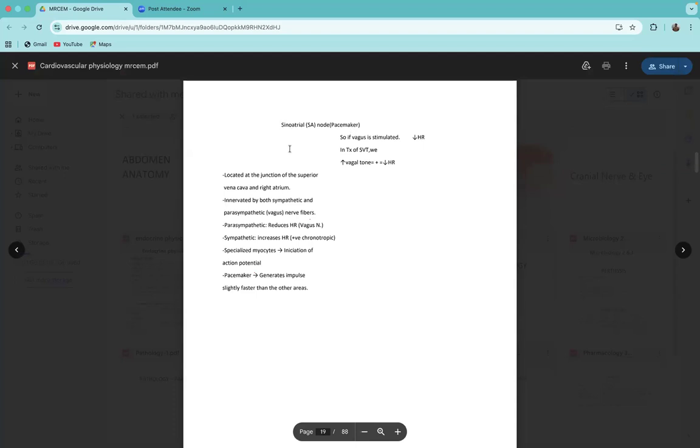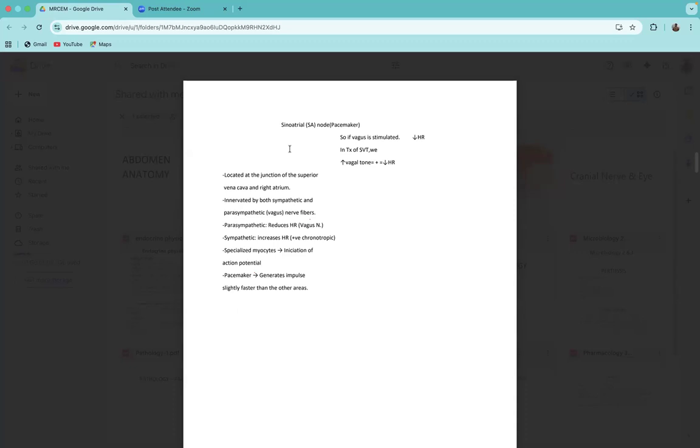What is the sinoatrial node? The sinoatrial node is basically the main pacemaker of our heart. So when the vagus nerve is stimulated, there will be a lower heart rate, as the parasympathetic action will be there.